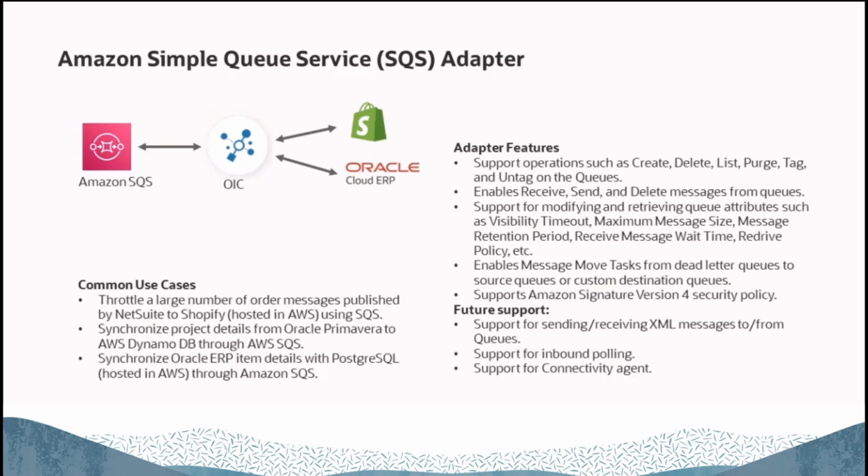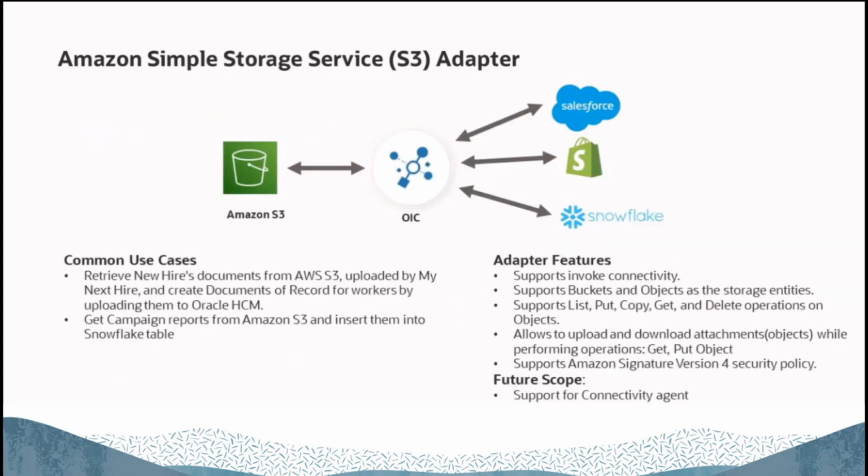the connectivity agent. From the S3 adapter perspective, this adapter also supports inbound connectivity, and supports objects and buckets of the storage entity. It supports put, copy, get, delete operations, and list. It allows attachments, and it supports the Amazon Signature Version 4 security policy. As part of the future support, we're going to support the connectivity agent.